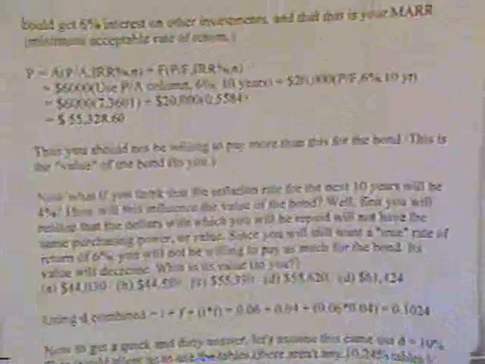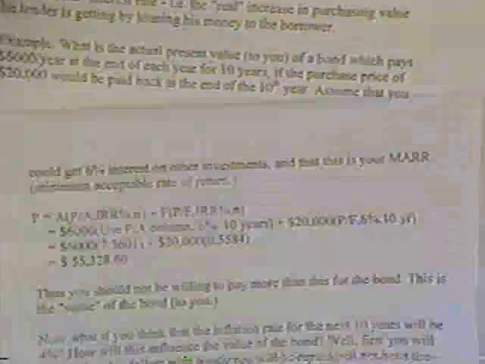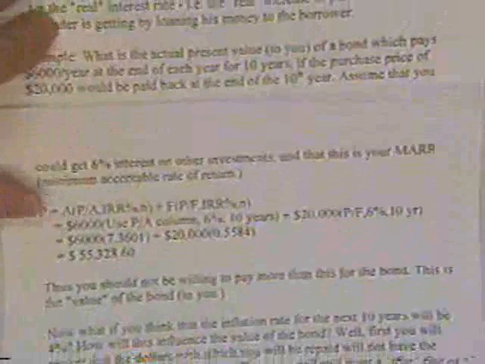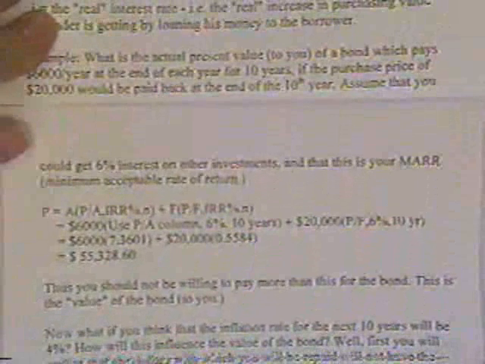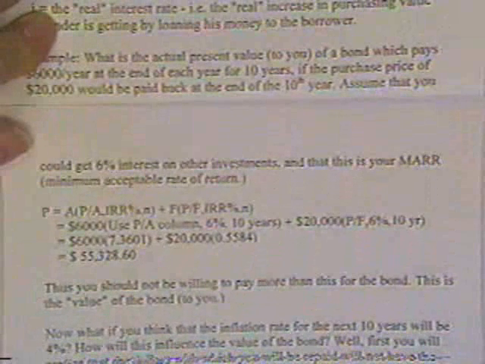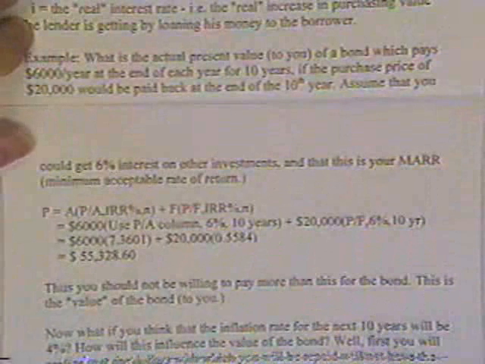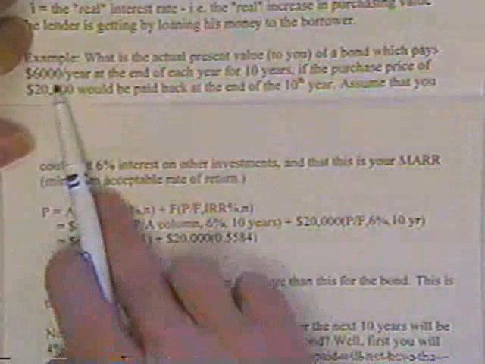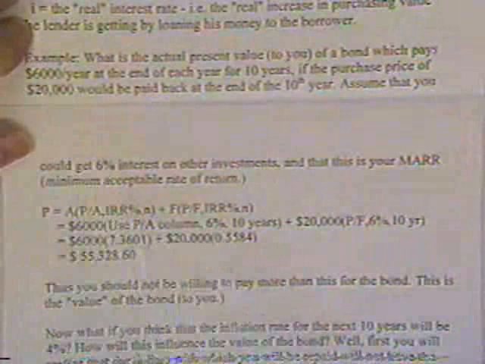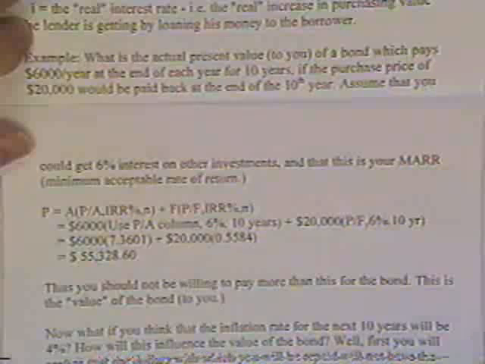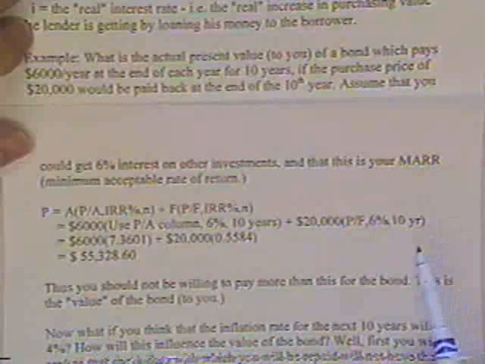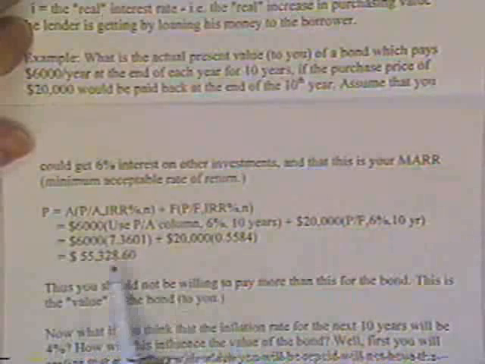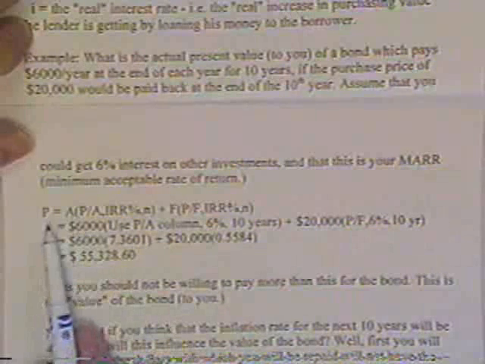Assume that I could get 6% interest on my money somewhere else. And so that's the minimum acceptable rate of return to me, and that's what I would use to calculate this bond. This doesn't look much like a bond if it pays $6,000 a year, because it's paying almost a third of its value each year. That's a pretty good bond, and it'd be worth a lot to me. Still good for computation purposes.